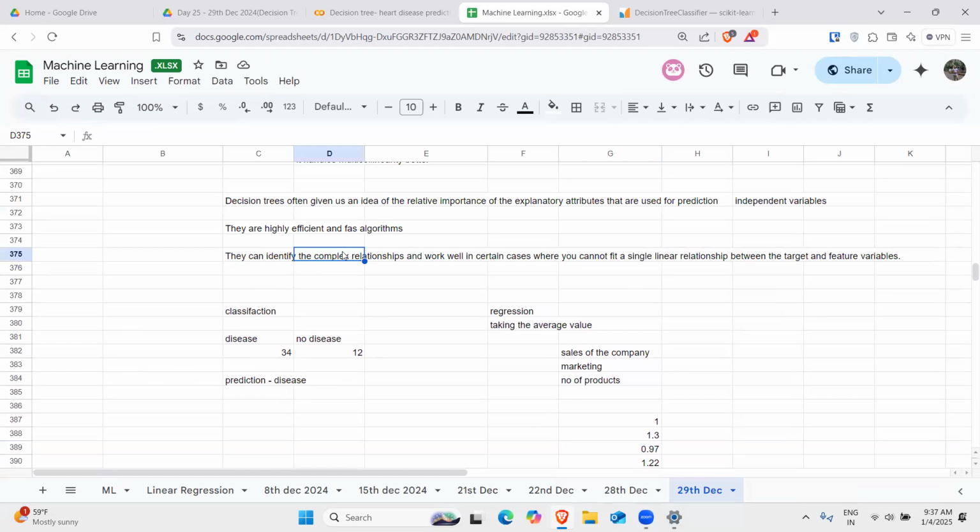However, remember that if you get a data set where you want to perform regression, decision tree regression is also a good idea, right? That's what we have.